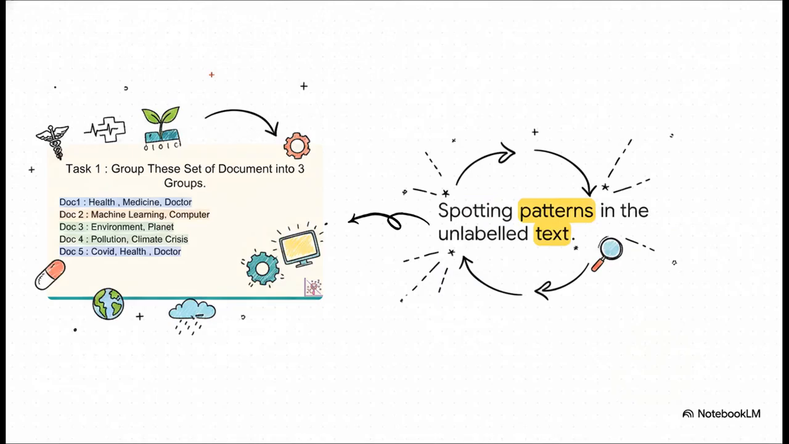Okay, so if you're like most people, your brain instantly kicked into gear looking for patterns and highlighting themes. You probably noticed right off the bat that Document 1 and Document 5 both share heavy medical themes. You know, words like doctor and health. Document 3 and Document 4 share very clear environmental themes, talking about the planet, pollution, and the climate crisis. And Document 2? Well, that one seems to be sitting in a technological lane entirely of its own with machine learning and computer. Notice something? You didn't need a math equation to do this. Your brain just naturally calculated the similarities on the fly.